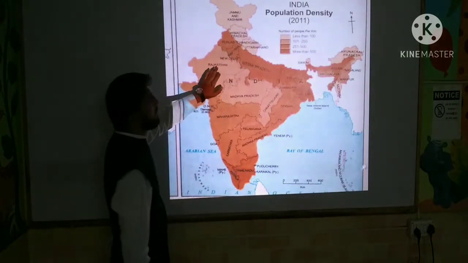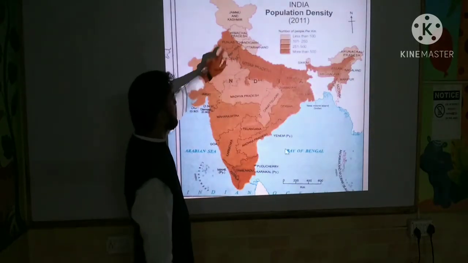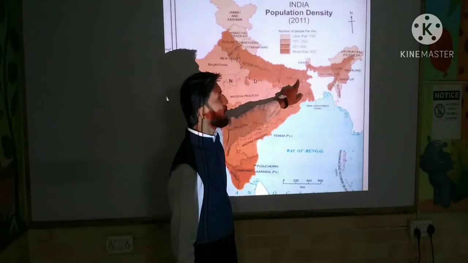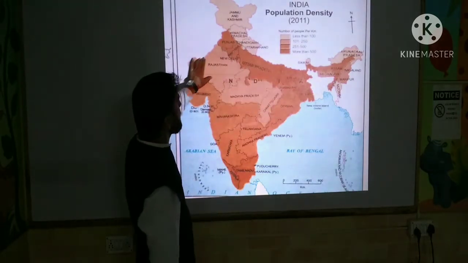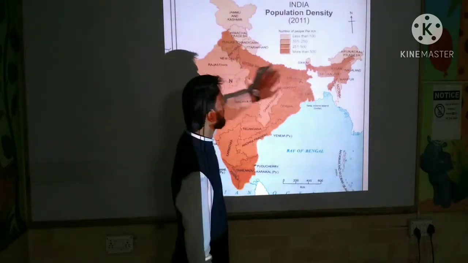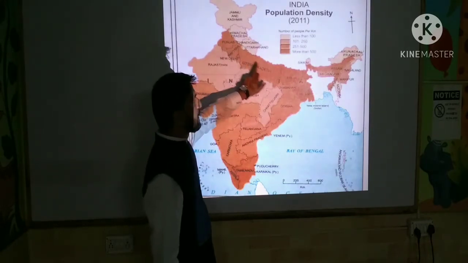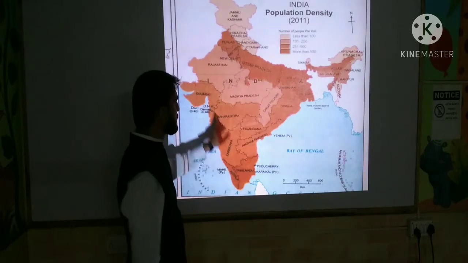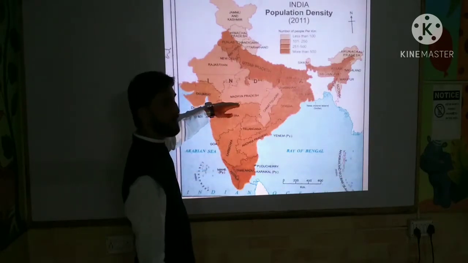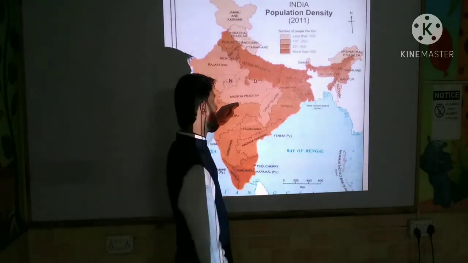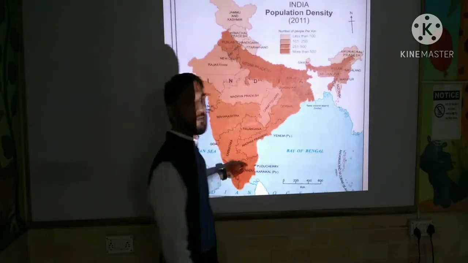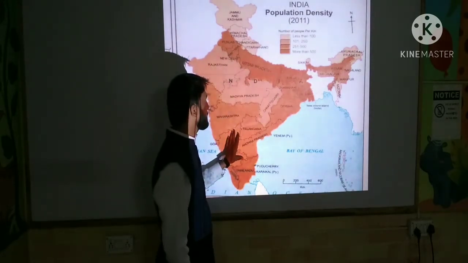Same it is about the second point. It is about the plain region. Now this North Indian plain region, students, is the most populated region of our country. After that, the eastern coastal region or western coastal region, even the southern part of India, is a fertile region which is suitable for human settlement.